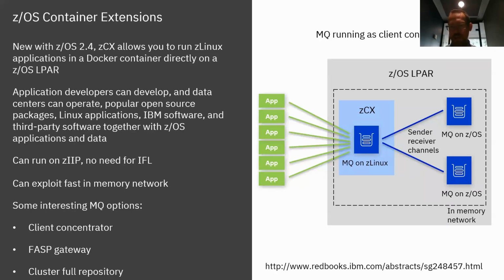So if you are doing client concentrator, maybe with an appliance or a distributed queue manager, maybe a Z-Linux queue manager running in a Z-Linux LPAR, this is definitely something to think about as a way of making your environment faster and smoother and easier to manage as a coherent whole. And there's a couple of other scenarios. The fast gateway one I'll come back to in a minute, but this is definitely the most interesting one. There's a couple of Redbooks written about ZCX, and there's a link down the bottom, and this scenario is in all of the Redbooks.